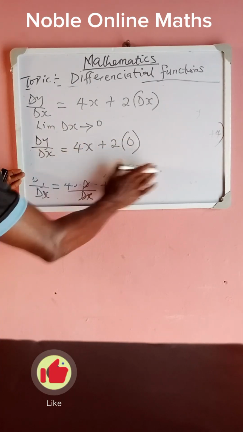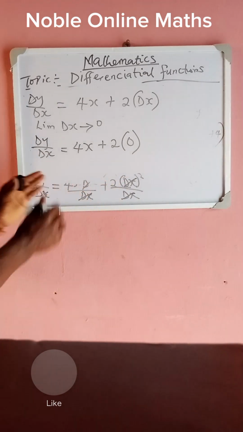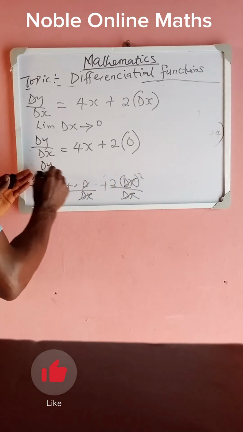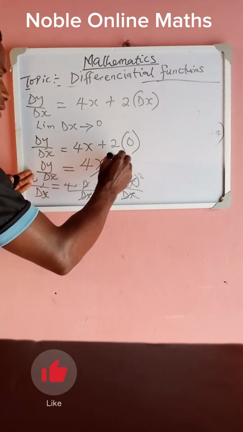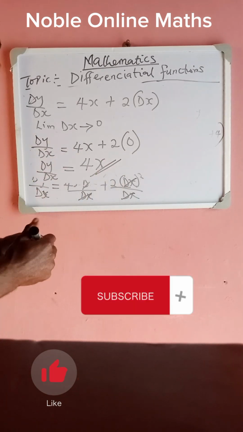Then, since we are limiting it to 0, what do we have from here now? We have change in y over change in x is equal to 4x. And this is our final answer.